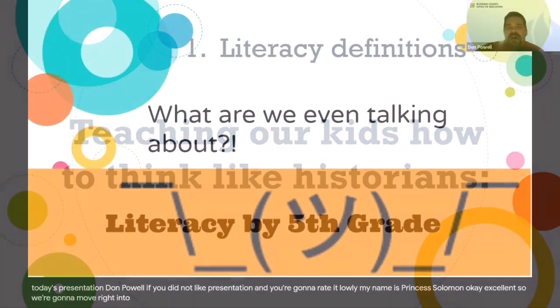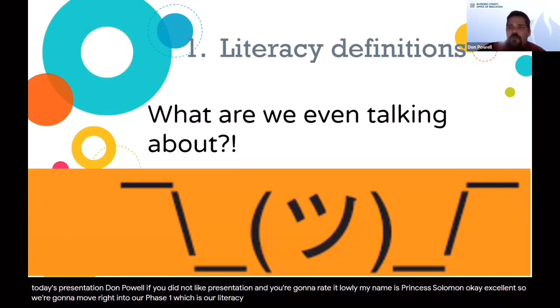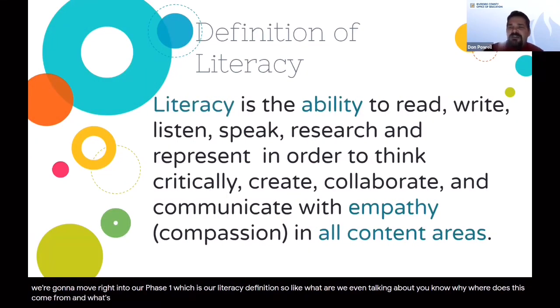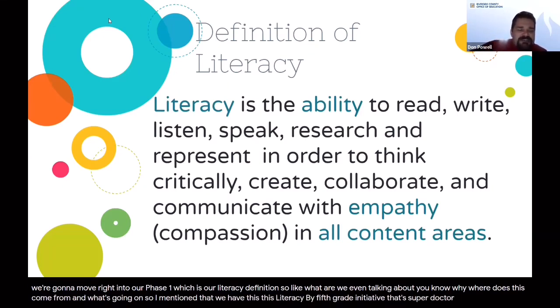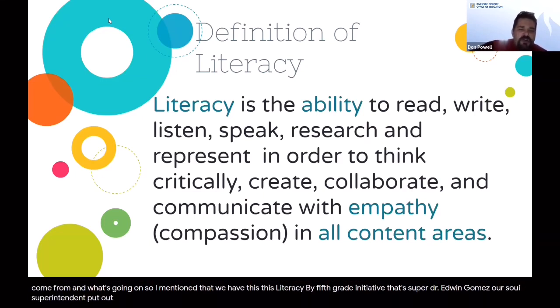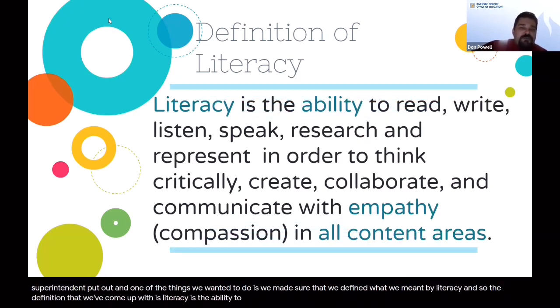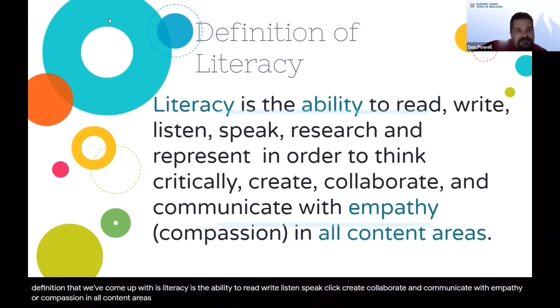We're going to move right into phase one, which is our literacy definition. What are we even talking about? Where does this come from and what's going on? I mentioned this Literacy by Fifth Grade initiative that Dr. Edwin Gomez, our COE superintendent, put out. We made sure that we defined what we meant by literacy. The definition we've come up with is: literacy is the ability to read, write, listen, speak, research, and represent in order to think critically, create, collaborate, and communicate with empathy or compassion in all content areas.